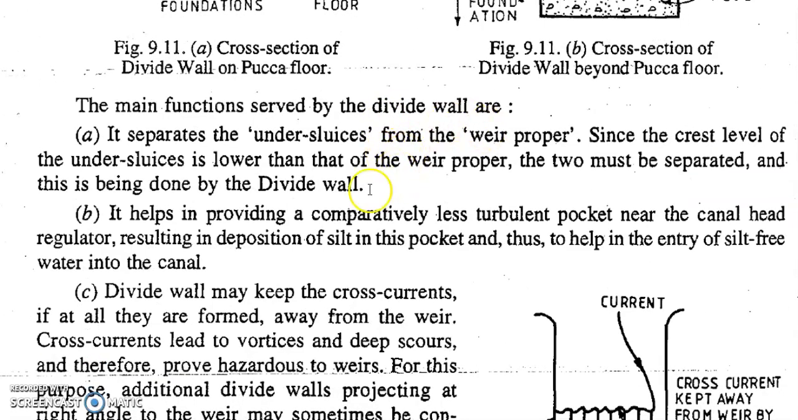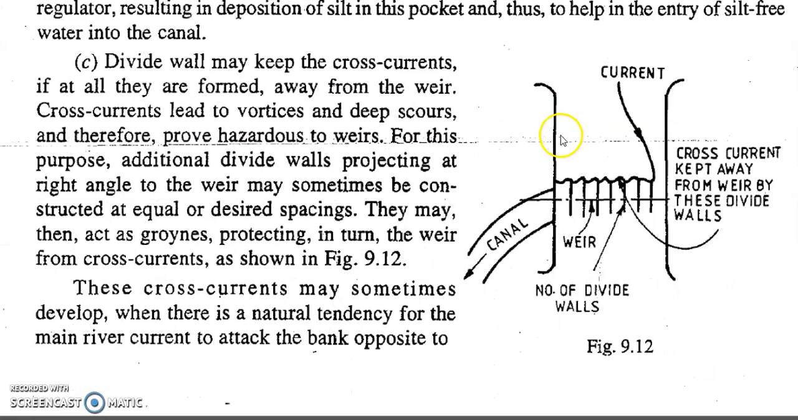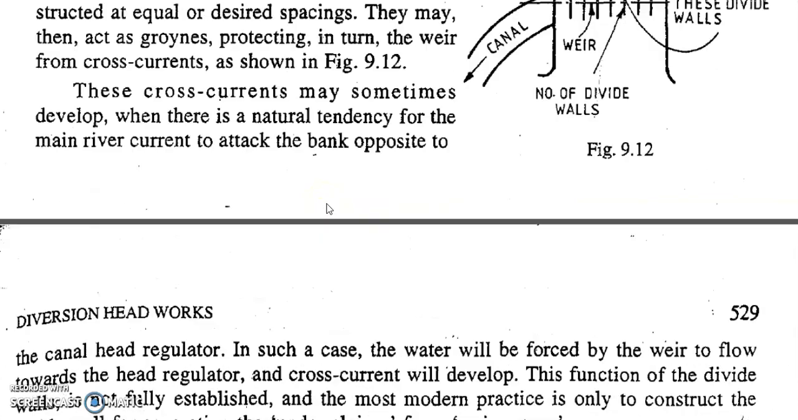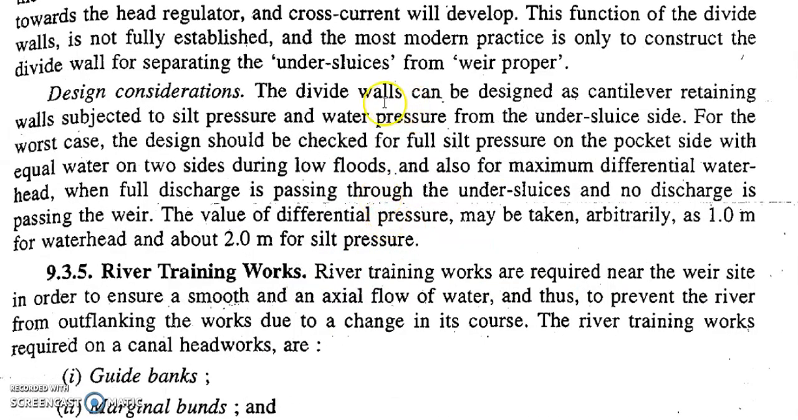The main functions of the divide wall are these. First, it separates the under sluices from the weir proper. It helps in providing comparatively less turbulent pockets. It reduces the turbulence. It also keeps the cross currents away from the weir and stops the cross currents. These are the main functions of this divide wall. Then the design considerations: what are the considerations you have to consider in designing the divide wall.